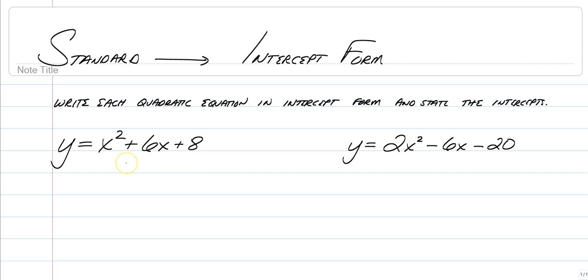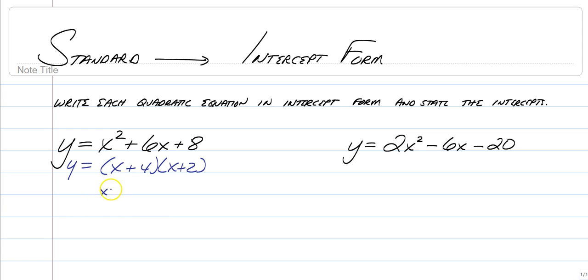So this is just an example of a straightforward trinomial where we need to think of two numbers that multiply to 8 but add to 6. So we're just going to have an x plus 4 and an x plus 2. The only difference is we just throw a y equals in front, and that is an example of an intercept form equation. Now, to state our intercepts, all you have to do is act like you're solving.